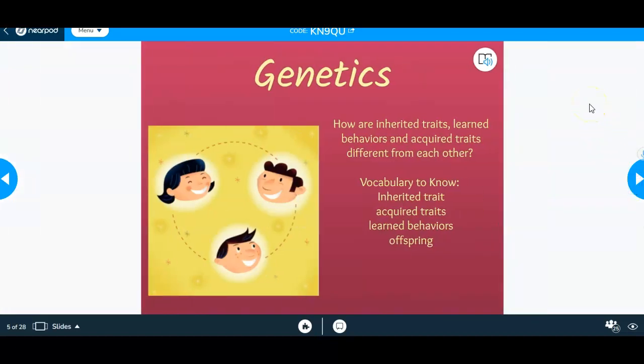Now, how inherited traits, learned behaviors, and acquired traits are different from each other is a very, very important key. It's going to ask you, Sydney, when we're taking the tests and the quizzes and everything else, is this example from the parents? Is it from the environment? Or is it something that they learn? And it'll ask you examples. Which of the following is a learned characteristic? Which of the following is an inherited characteristic? All of those things I think are fairly easy as long as you pay attention and do your vocabulary this week. We will be fine.